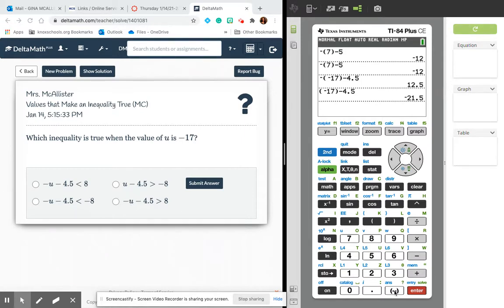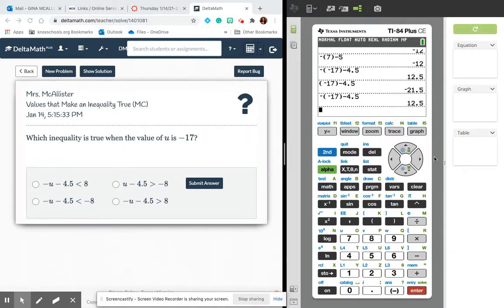This one is a negative u, so negative, parentheses, negative 17, close parentheses, minus 4.5. Enter. 12.5. So is 12.5 greater than 8? It is, in fact, greater than 8. So that is going to be our answer.